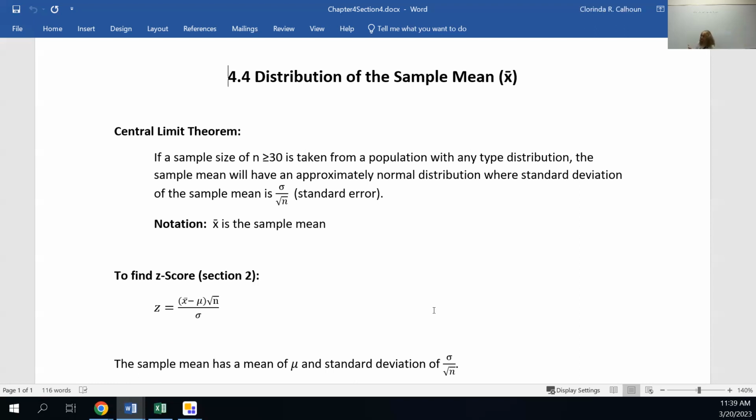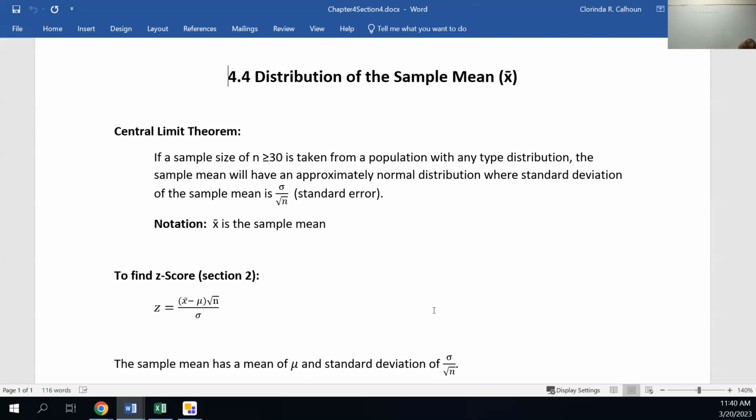Notation, remember X bar is the sample mean. So watch for X bar now instead of X. Now look at the z-score formula from section 2. It's going to be z equals X bar, remember, instead of just X, X bar minus mu. But when we change to X bar, we have to multiply by the square root of our sample size. So that's where that square root of n comes into play. And then sigma is still on the bottom.